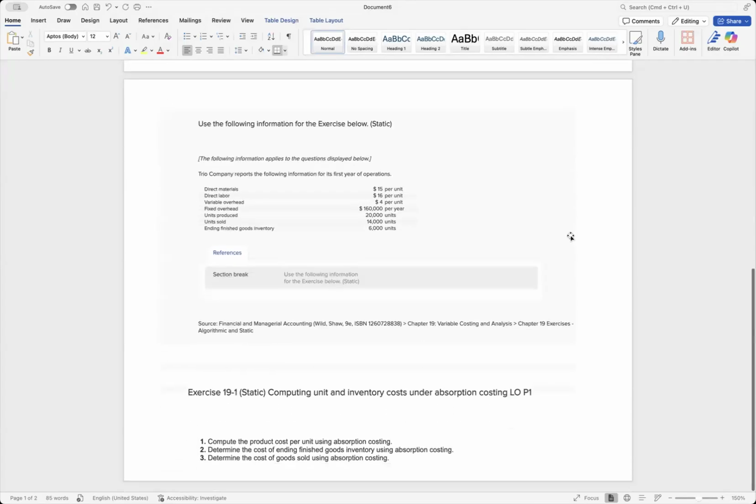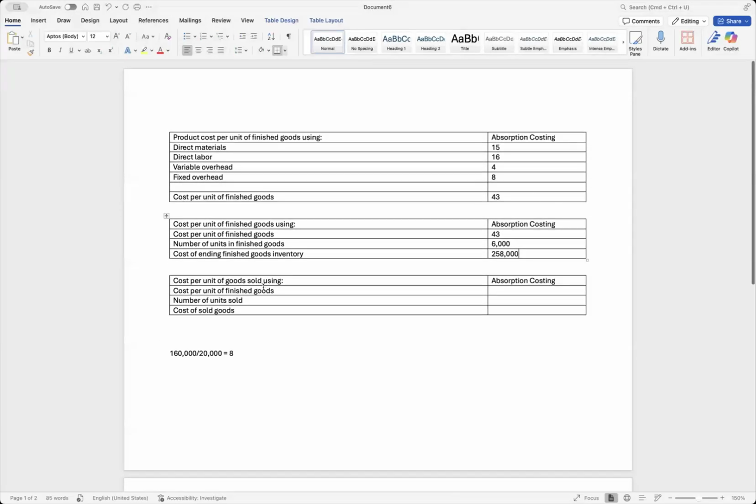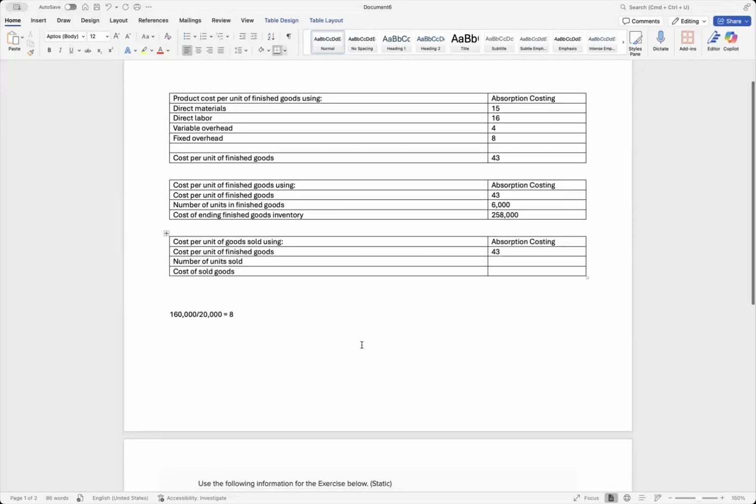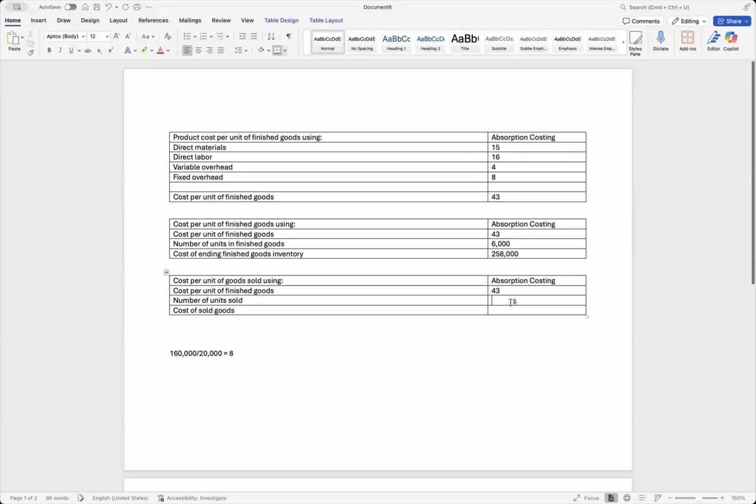And that is my cost of ending finished goods inventory. Then the last part asks for the cost of goods sold using absorption costing. So I know the cost per unit of finished goods. I already calculated that again at 43. The number of units sold were 14,000. And then my cost of goods sold would be the 43 times 14,000, which should give me 602,000. And that's how you solve this problem.